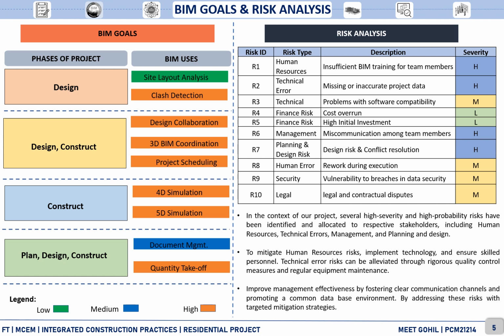To mitigate human resource risk, implement technology and ensure skilled persons on site. Technical error risk can be alleviated through rigorous quantity and quality control measures and regular equipment maintenance. Improve management effectively by fostering clear communication channels and promoting a common database environment. By addressing these risks with targeted mitigation strategies, we have nullified the risk for our project.